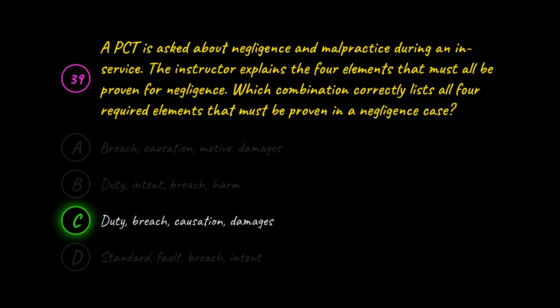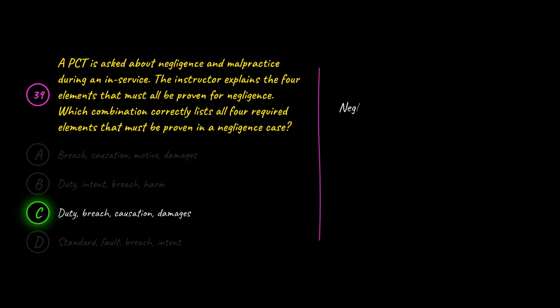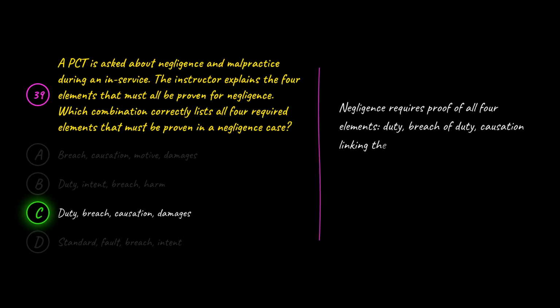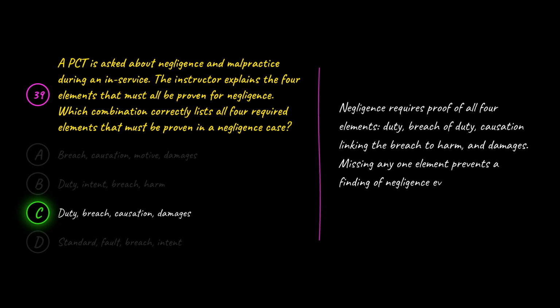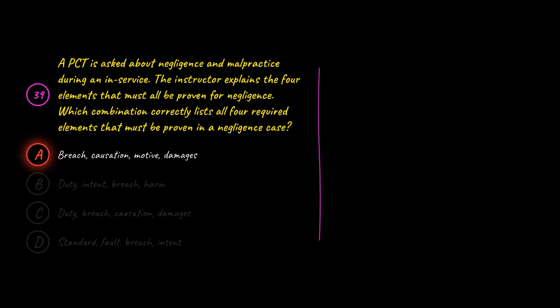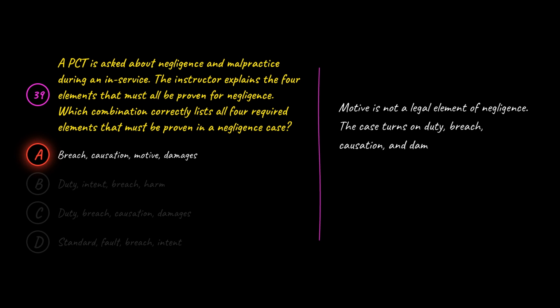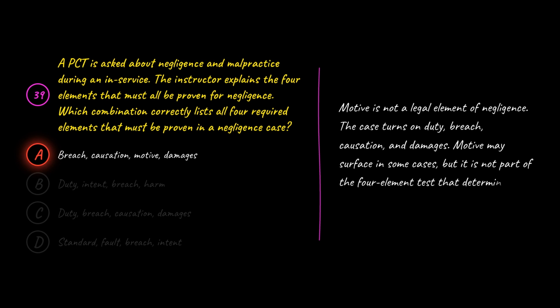Duty, breach, causation, damages. C is correct because negligence requires proof of all 4 elements: duty, breach of duty, causation linking the breach to harm, and damages. Missing any one element prevents a finding of negligence even when 1 or 2 elements are present. A is wrong because motive is not a legal element of negligence. The case turns on duty, breach, causation, and damages. Motive may surface in some cases, but it is not part of the 4-element test that determines liability for negligence.